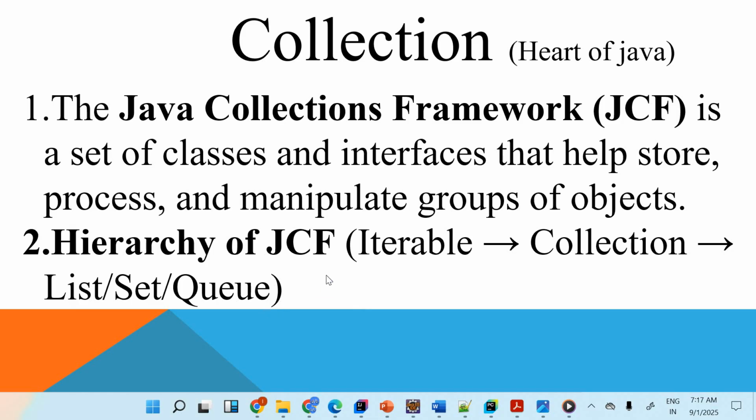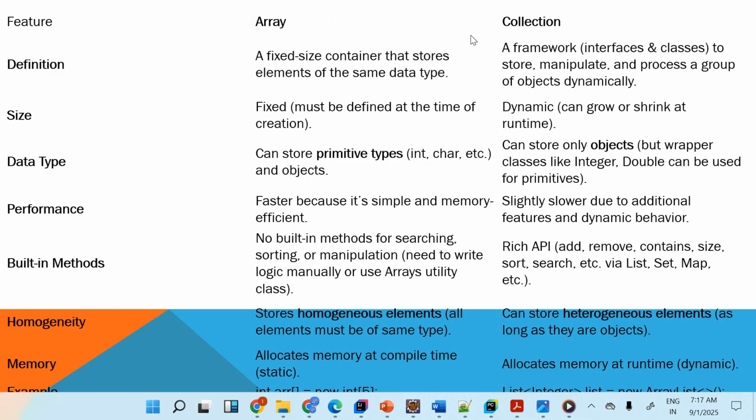Now first we have to understand the difference between arrays and collection. Arrays are fixed size and store elements of the same type. So arrays have restrictions, I cannot store different types of values, but collection has this kind of flexibility. I can store different types of values as well.